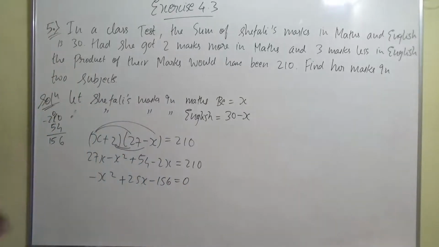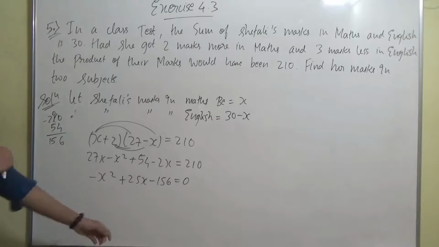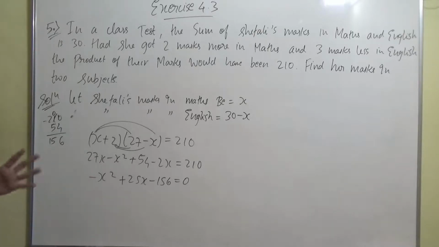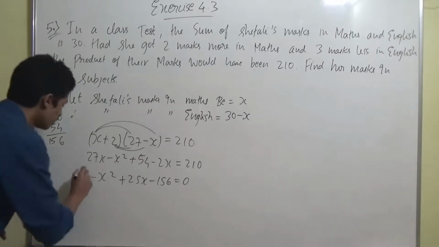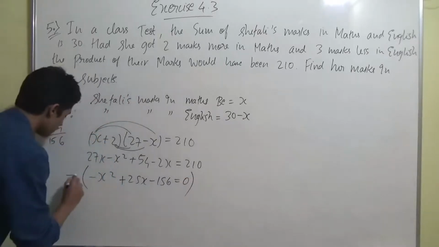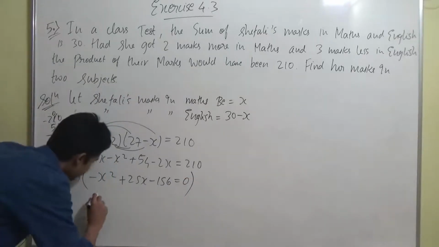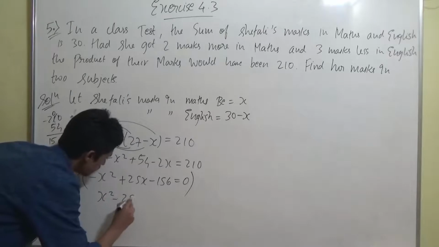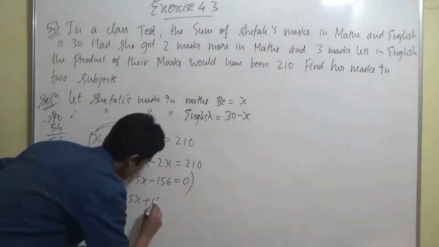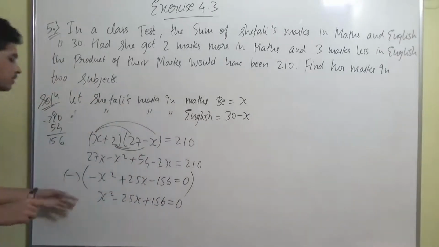Okay, now if you see in the x square term itself, minus is there. In the first term itself, we don't want minus, guys. So what we'll do is we'll multiply the entire equation with minus. At that time it will become x square minus 25x plus 156 equal to 0. Now this is the equation.